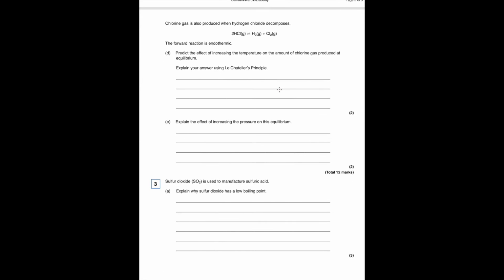So this next question is looking at the chlorine gas that's produced when hydrogen chloride decomposes, and it's told us our forwards reaction is endothermic. Predict the effect of increasing temperature on the amount of chlorine gas produced at equilibrium. So we have to use Le Chatelier's principle to explain this. So the easiest way to think about this is if we're increasing the temperature, equilibrium is going to shift to decrease temperature and therefore favour our endothermic reaction. So our forwards reaction is endothermic, so therefore we're going to increase our amount of chlorine.